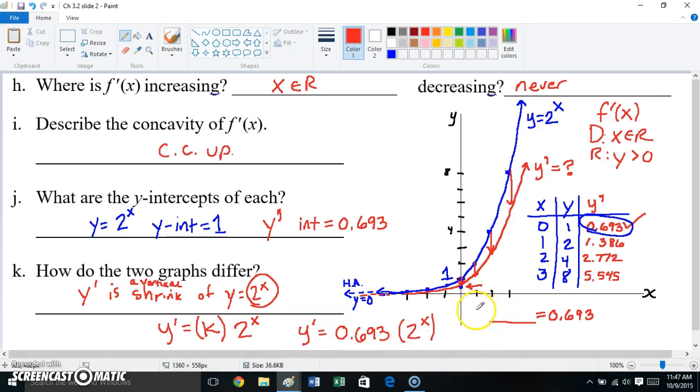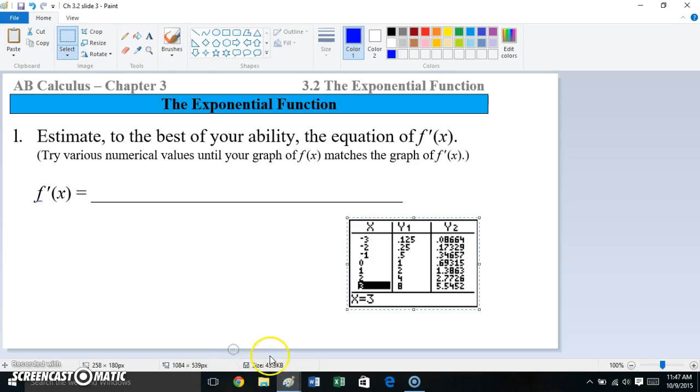Do you know the actual value, well, I should say the accurate value, this is an estimate, this 0.693? Do you know a value that's truly accurate to represent this value? Any ideas? Let's take a look.